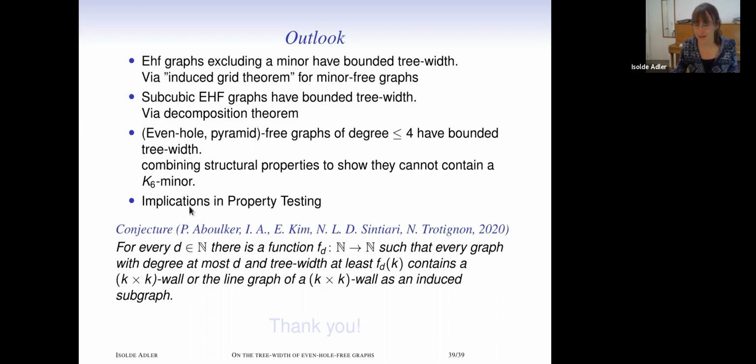We spoke a little bit about implications in property testing also of now the full conjecture being proven. And we still have one conjecture remaining, which basically asks whether we can have an induced grid theorem for bounded degree graphs.